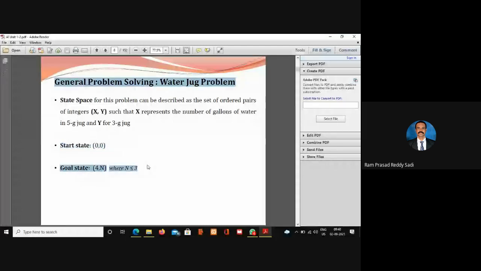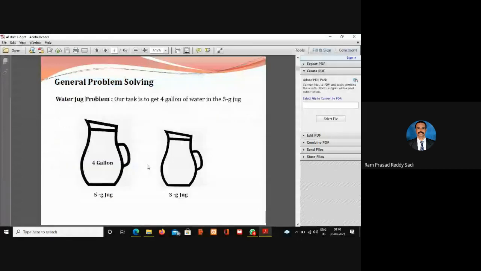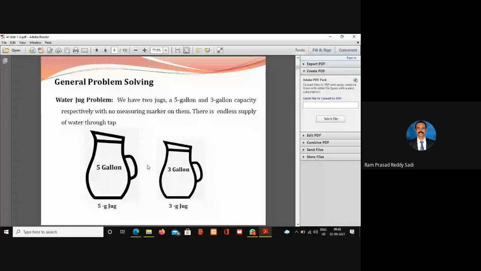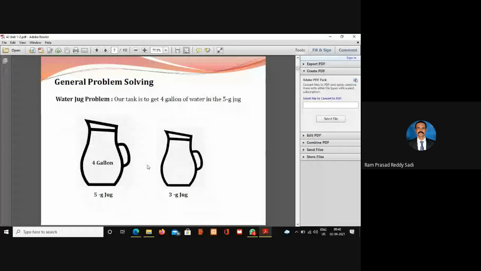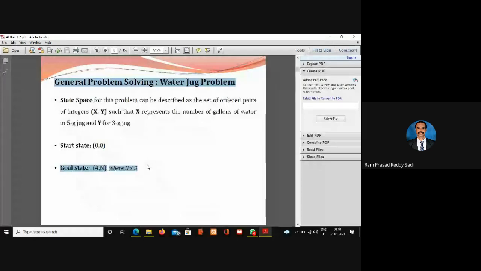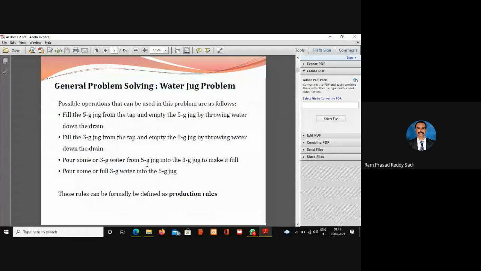This is the problem given to us. This is the objective given to us. Accordingly, we are trying to specify the state space for this problem. So what are the various possibilities that could take place? These are some of the operations that you can see. Fill the 5 gallon jug from the tap.